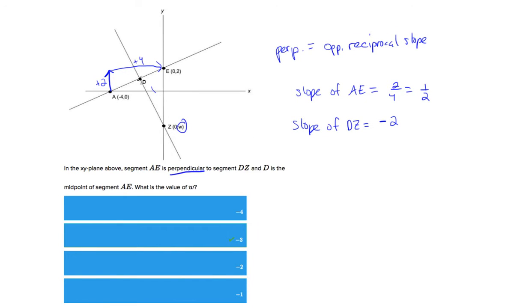Now we're told that D is the midpoint of AE. To find the midpoint, there is a formula where you add the x's, divide by 2, add the y's, divide by 2. All you're really doing is finding the middle number.